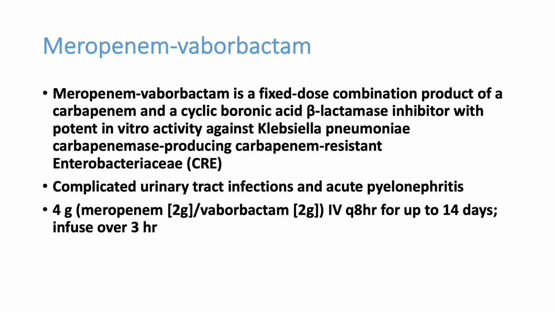Another combination is meropenem with vaborbactam. Meropenem is a higher antibiotic. This combination can be given in carbapenem resistant Enterobacterales and Klebsiella. The dose is 4 gram, that is meropenem 2 gram with vaborbactam 2 gram, 8th hourly. It should be given as an infusion, a 4-hour infusion, TID, that is the dose. Complicated UTIs, pyelonephritis, and even intra-abdominal infections, it can be used.